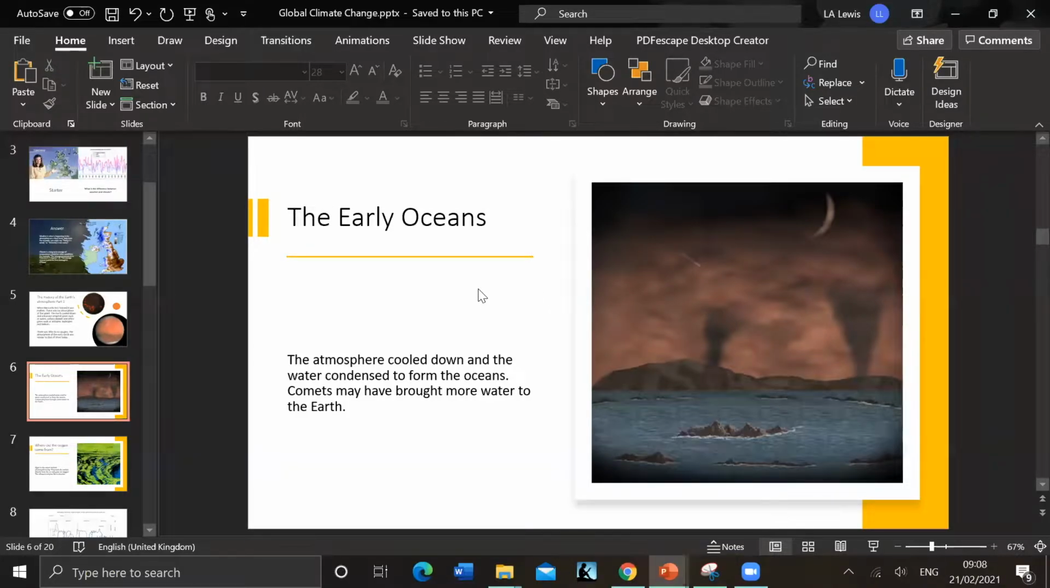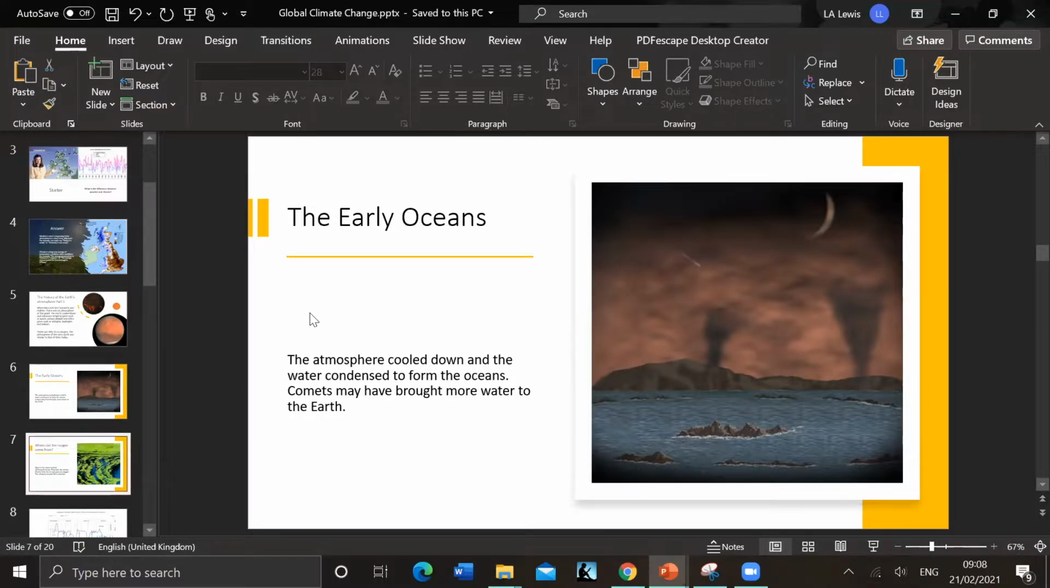So the atmosphere cooled down over time and condensed to form the oceans. Comets, so you got a nice bit. I found this drawing of a little comet arriving, because comets are mainly made of ice and rock, and they could have brought a lot of water to the Earth. So that's one of the theories there.